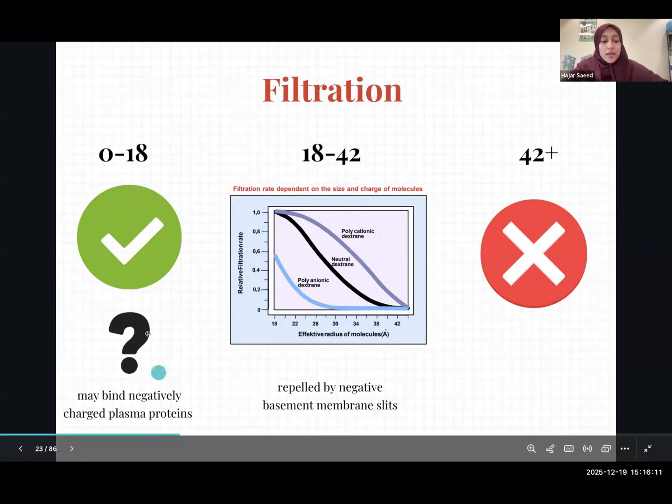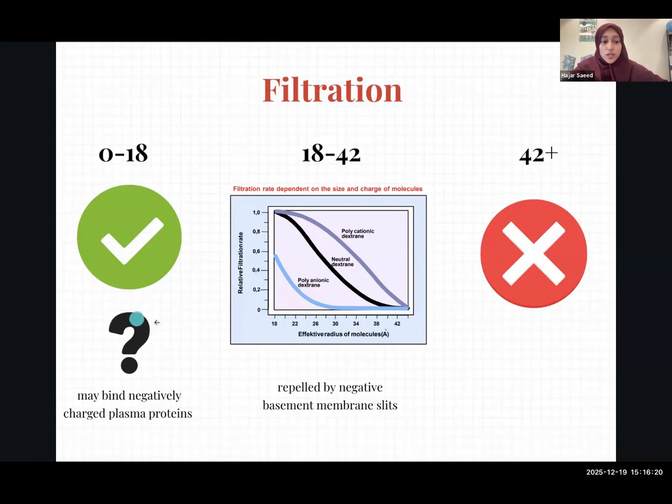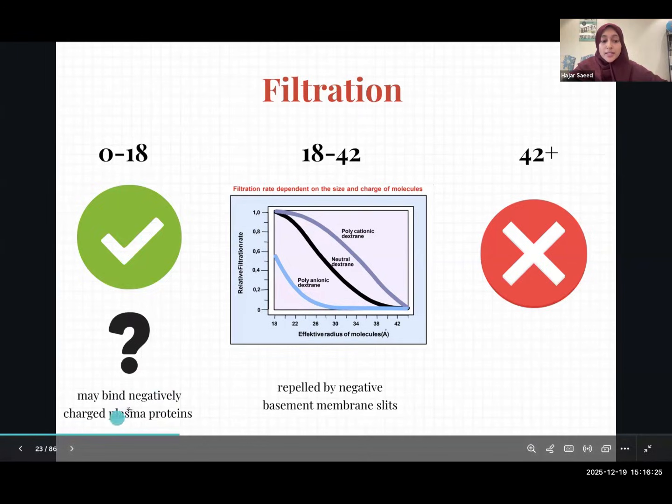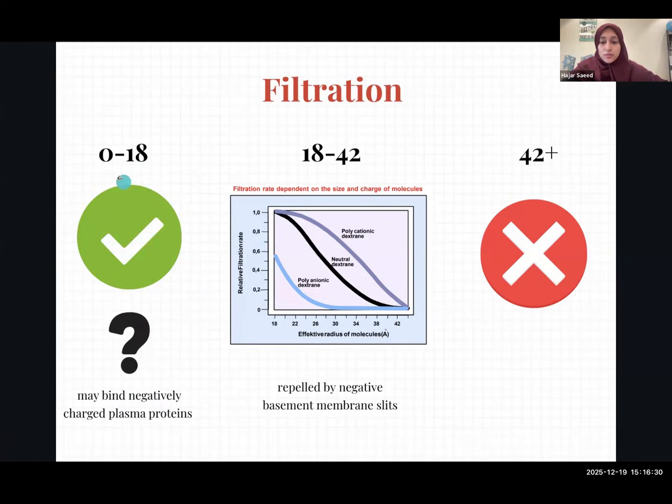Now for 0 to 18, they may have trouble because they may bind to negatively charged plasma proteins. So over here, it's actually reversed. Over here, negatively charged would have less trouble, and positively charged will have more trouble because it might bind to negatively charged plasma protein. So 0 to 18, which one is easier to filter, positive or negative? Negative, good job. 18 to 42, positive is easier to filter. And 42 plus, not going to be filtered.